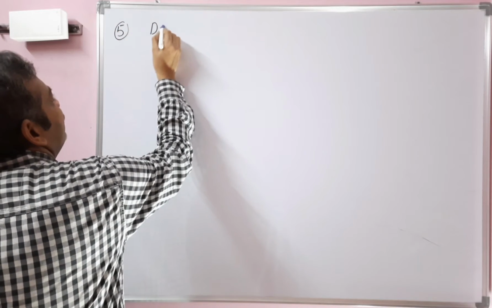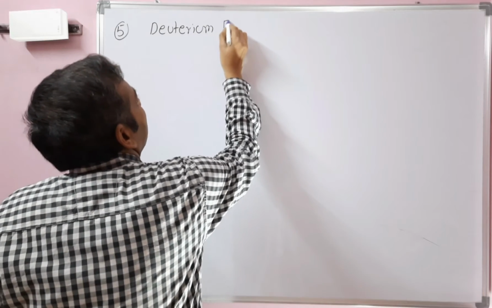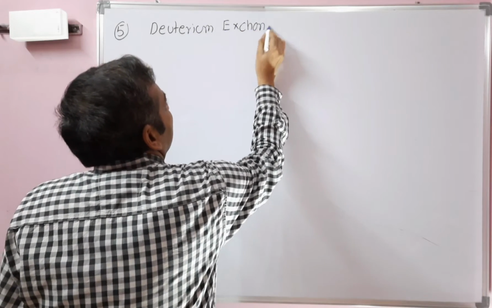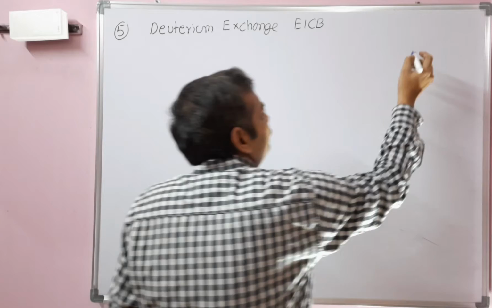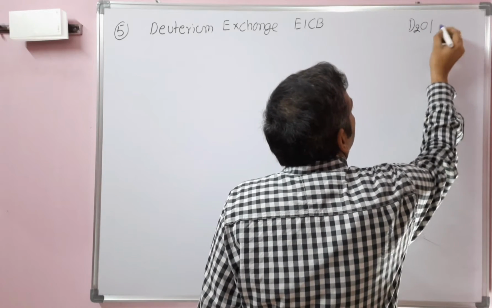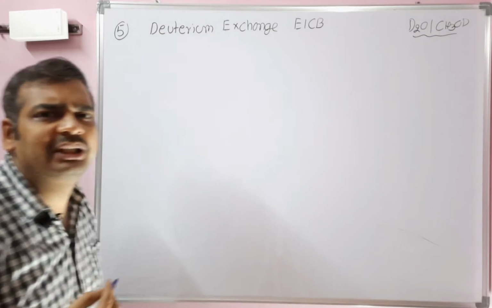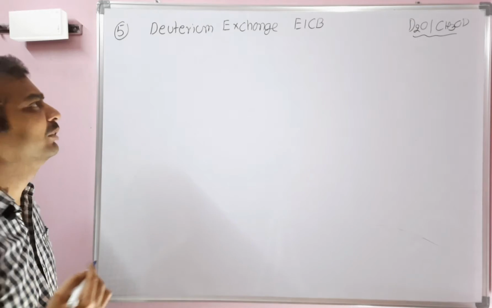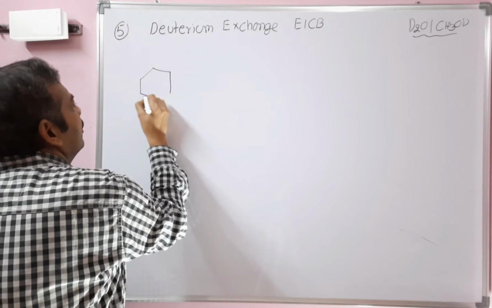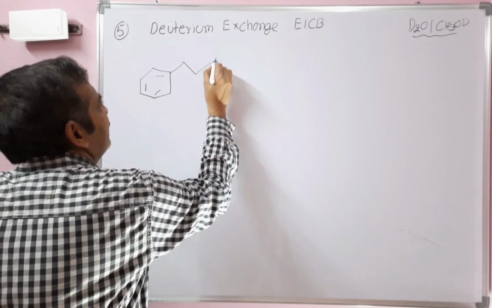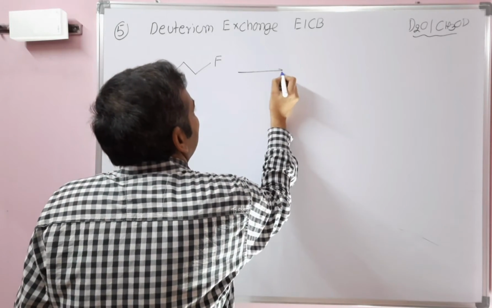Deuterium exchange. We will discuss deuterium exchange in E1CB reactions. If you run the reaction in deuterated solvents like D2O or methanol OD, since a carbanion is formed as the intermediate, there is a chance of the final compound getting deuterated. Let's see one example, 1-fluoro-2-phenyl ethane, the same example we discussed without deuterated solvent. Now we will discuss it in a deuterated solvent.